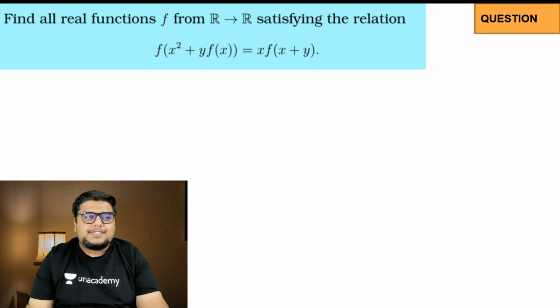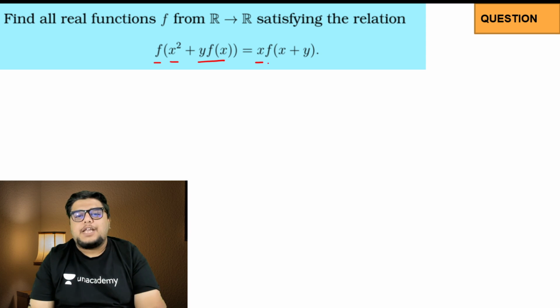So the question says, find all functions from R to R satisfying this relation. Can you see the relation? So all functions satisfying the relation that f of x square plus y f of x is equal to x times f of x plus y. Okay. Again, a very interesting problem.